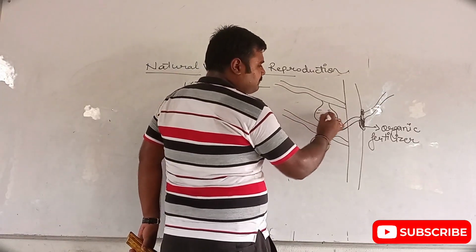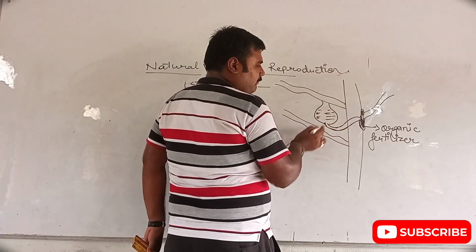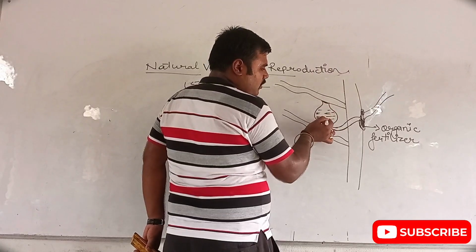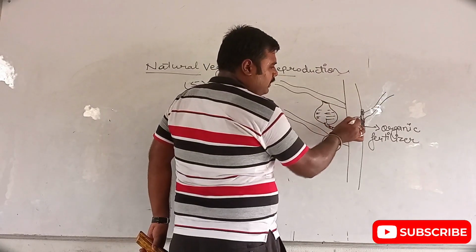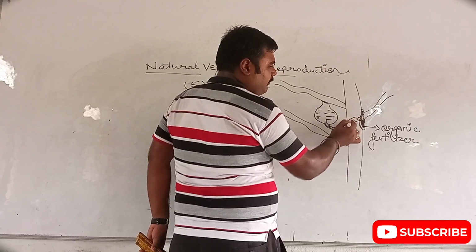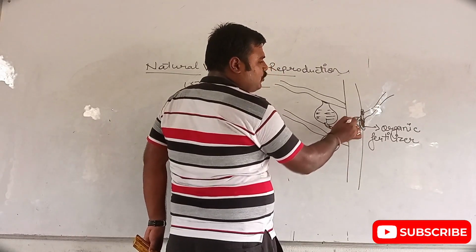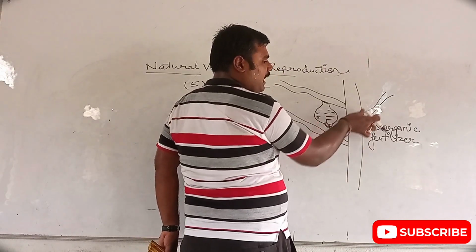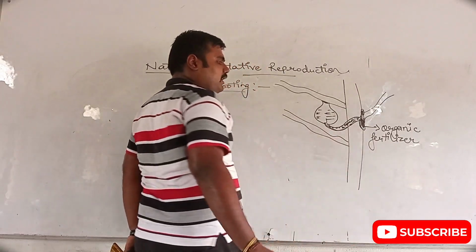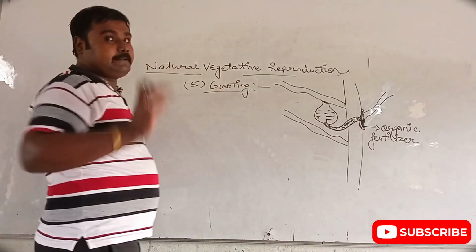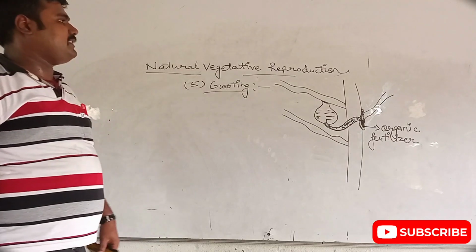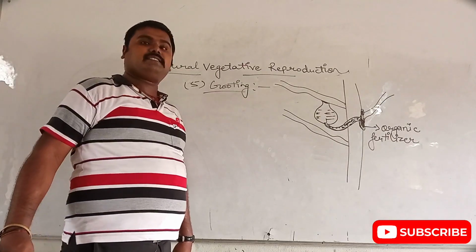The water is filled in the pot. The water will slowly move through the rope to the organic fertilizer and provide the nutrition, and thus the branch will get attached to the particular part of the plant. This process of natural vegetative reproduction is known as gooting.